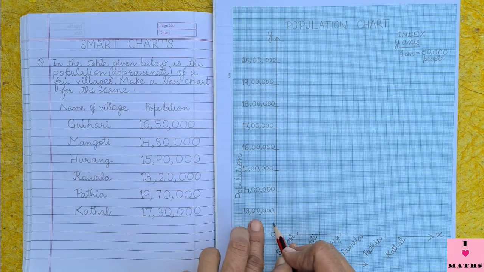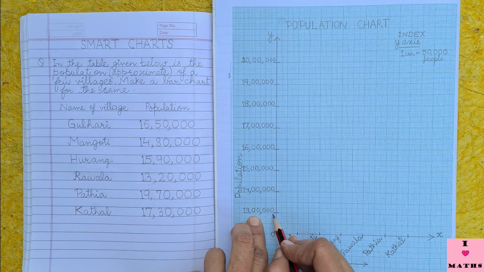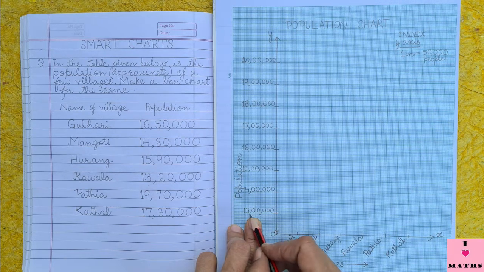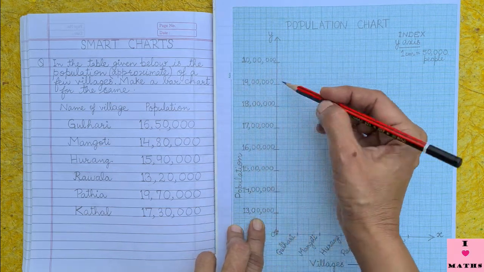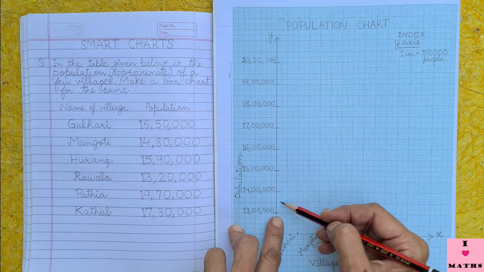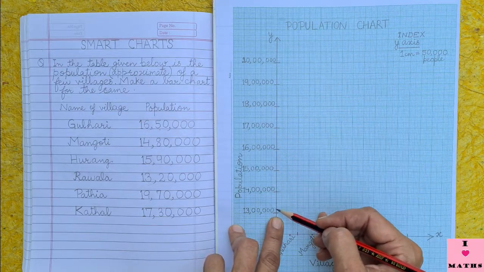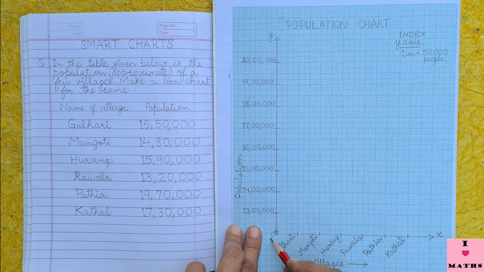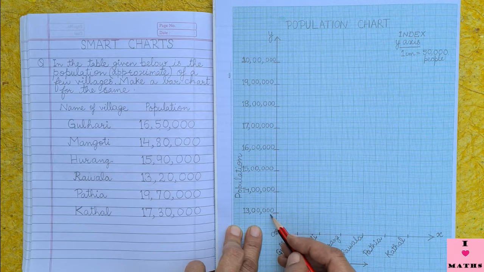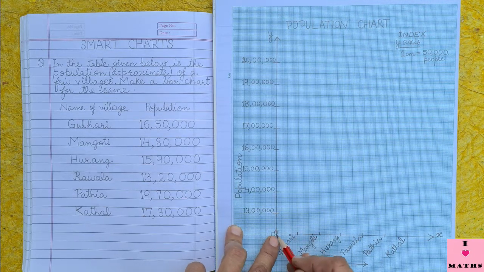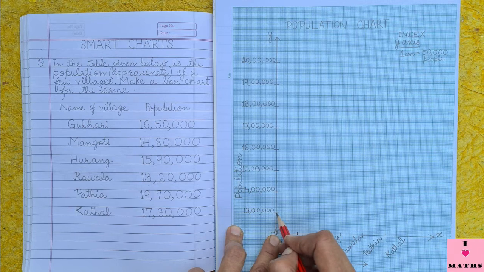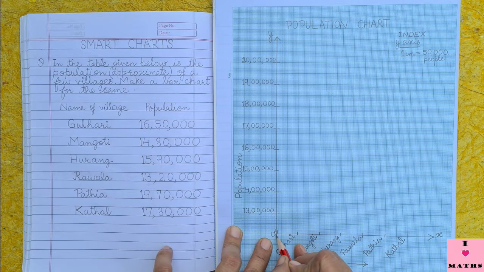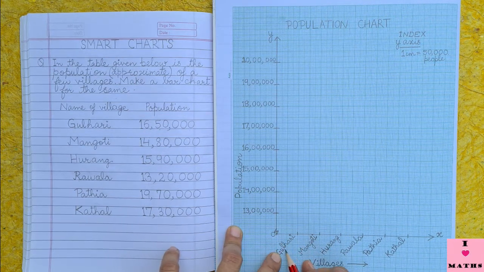Our values vary between 13 lakh and 20 lakh. So what we have done is plotted from 13 lakh to 20 lakh. All these divisions are equidistant and their values are exactly the same. But this is not equidistant in the sense that from 0 to this place cannot be 13 lakh. So this is the reason we put a kink here. Now I have to plot Gulhari.